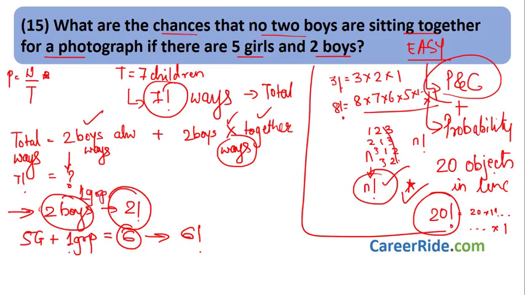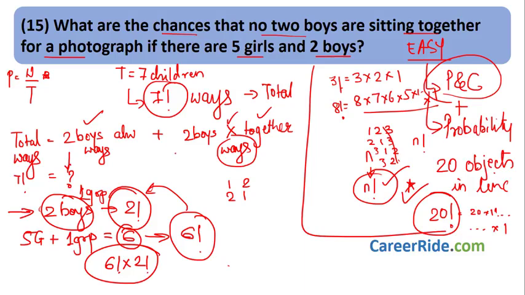So, we have 5 girls and 1 group, that is total 6 people, which can be arranged in 6 factorial ways. And this group of 2 boys can be arranged in 2 factorial ways amongst themselves. First boy, second boy, it can be second boy, first boy also. So, the total number of ways in which 2 boys are always together is 6 factorial into 2 factorial.